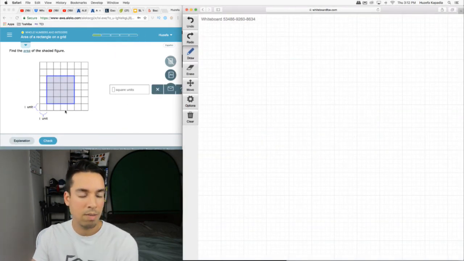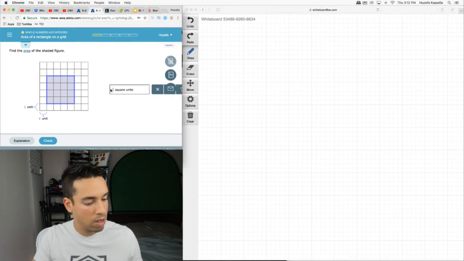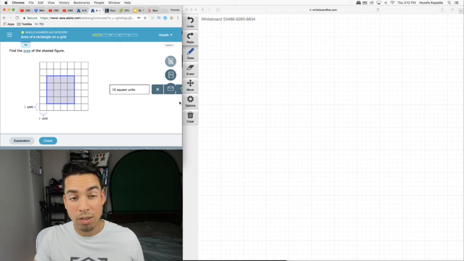What about this one? Same thing. We can count them up: 1, 2, 3, 4, 5, 6, 7, 8, 9, 10, 11, 12, 13, 14, 15, 16. Or we could multiply the length here, which is 4, by the length here, which is 4, which will also get us 16.